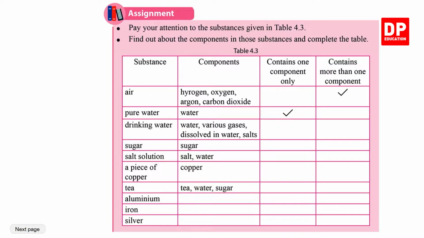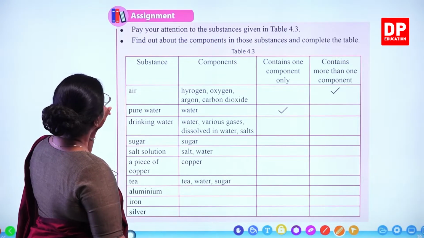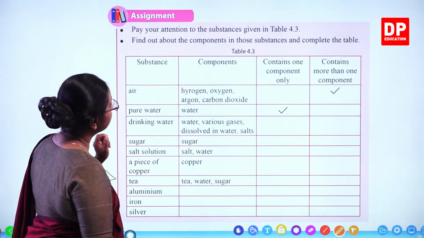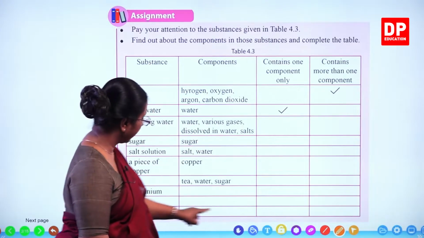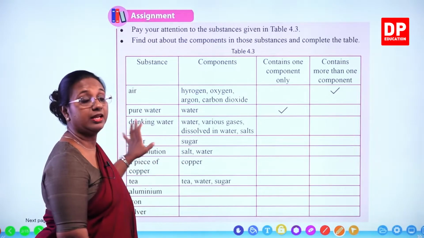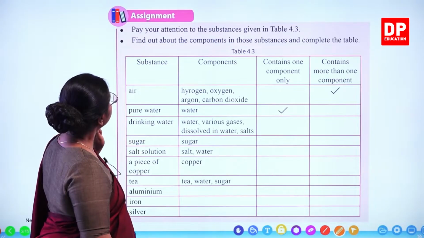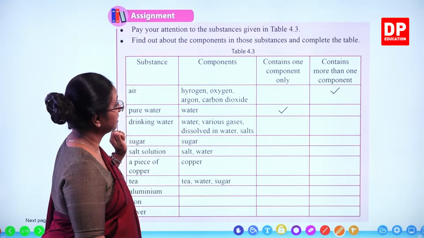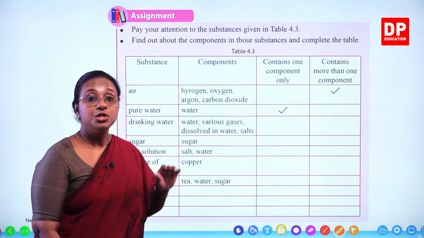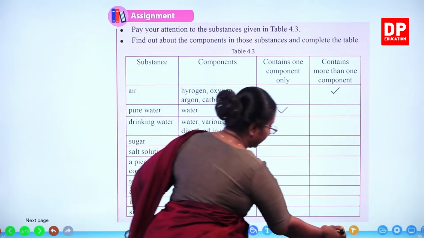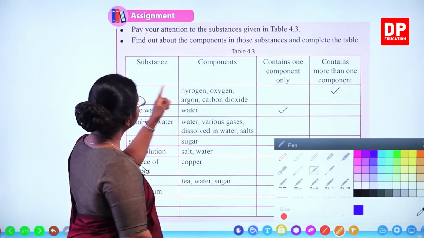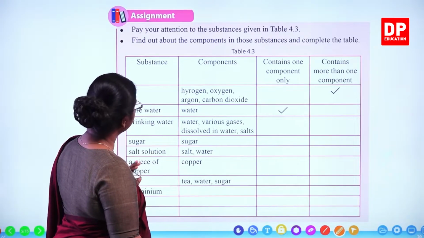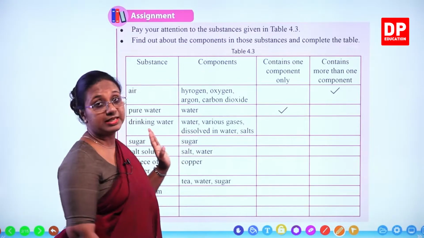Here we have an assignment where we try to understand whether substances are pure substances or non-pure substances. This is what we need to do. Pay your attention to the substances given in table 4.3. Here you can see table 4.3. It's given in your textbook. Find out about the components in those substances and complete the table. The first column is the substance, and next the components present in the substance.